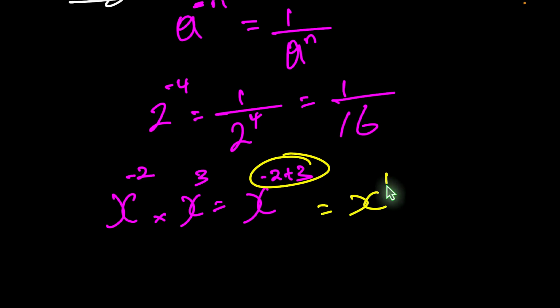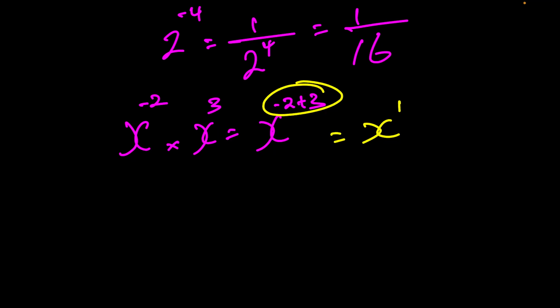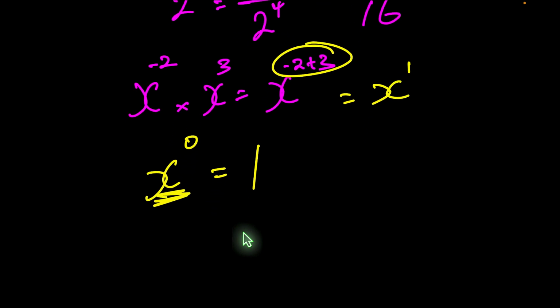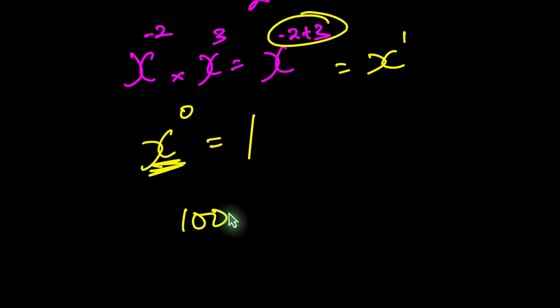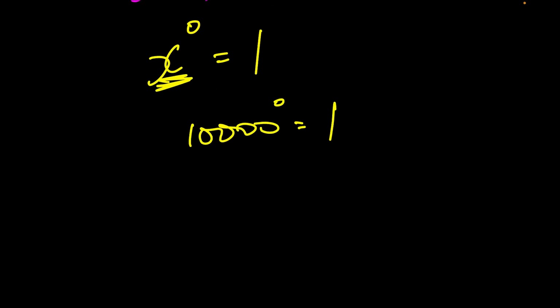And that's that. And one more law that we need to be very, very mindful of is any non-zero value that's raised to the power of 0, the answer is always going to be 1. So if we have, let's say, 1,000,000 or however many zeros you want to add, raised to the power of 0, this is going to be 1. And we have justifications for it. So let me just show that to you now.